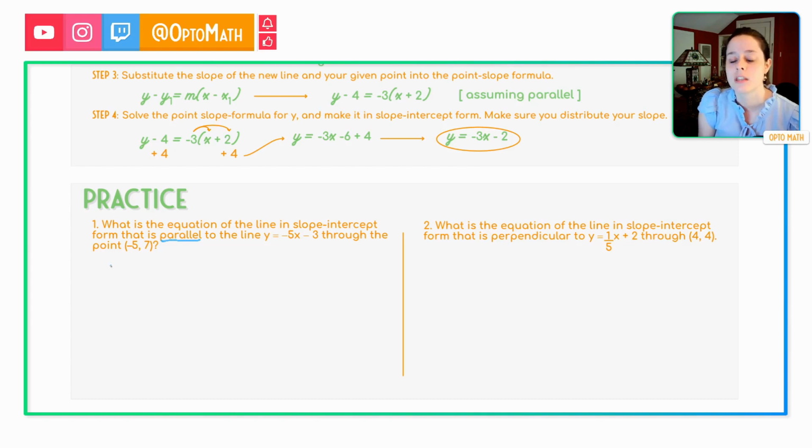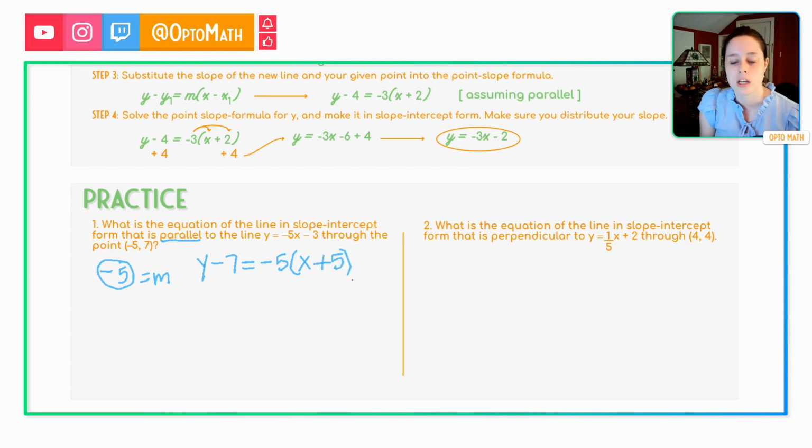Step 2 is to figure out what your new slope is. Well, if we're parallel, we're keeping that slope. So our new slope is -5. So that's going to be m. We have our point and our slope. Let's substitute into the point slope formula. So y minus the y value, which is 7, equals the slope, which is -5, times the quantity of x minus the x value. So we're subtracting a -5, that becomes a +5.